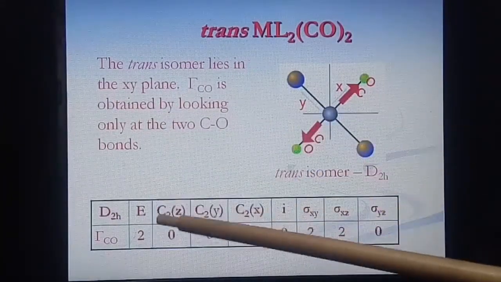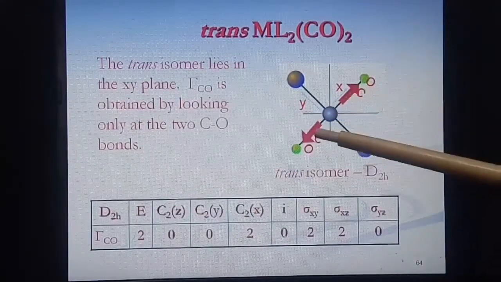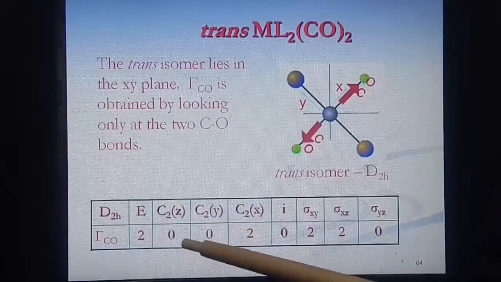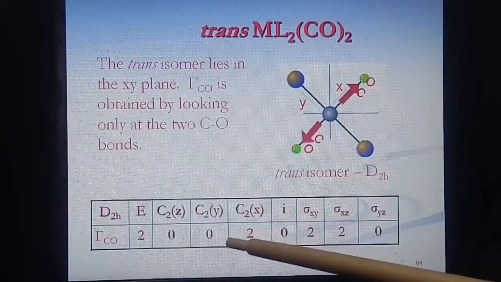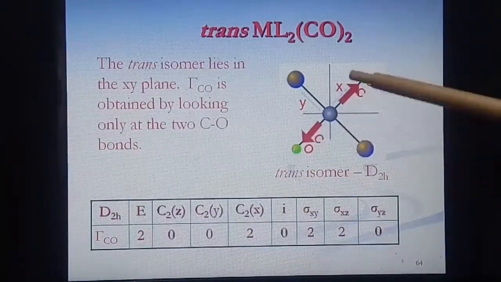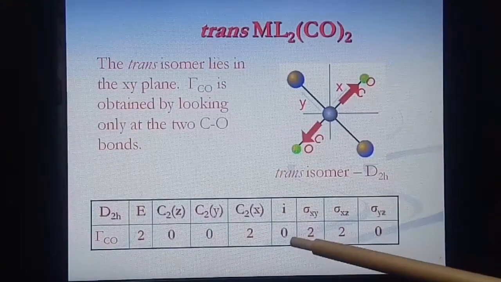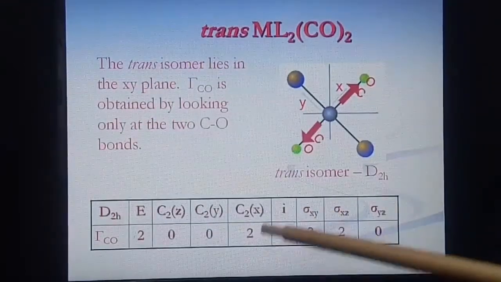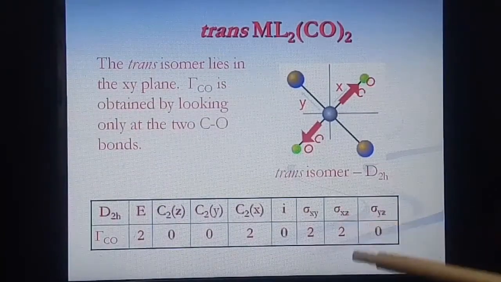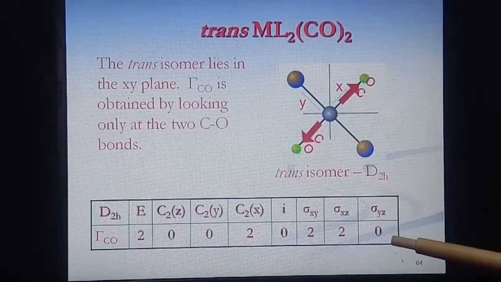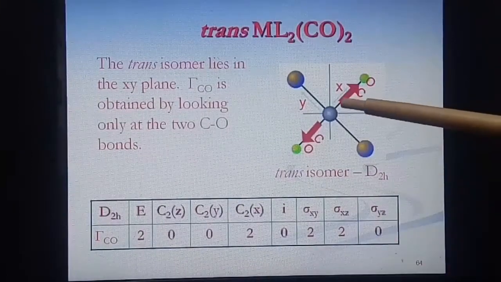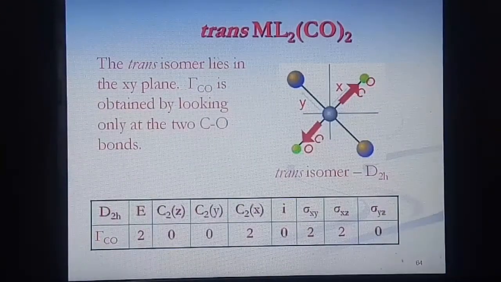If identity is taken, both bonds will be at the same position, so it will be 2. C2z will be 0, C2y will be 0, C2x will be 2, because both bonds remain at the same position. The center of inversion is 0. Sigma xy will be 2, sigma xz will be 2 and sigma yz will be 0. So these are the reducible representation of this trans-ML2(CO)2.